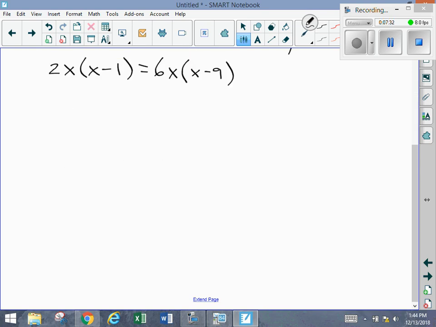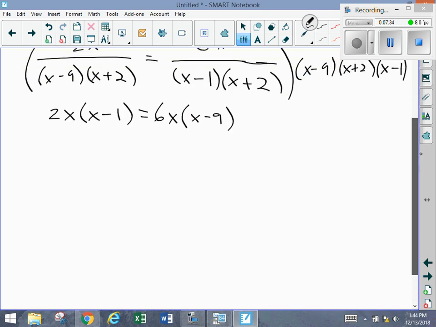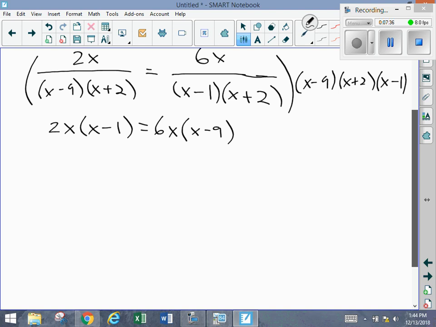Okay, let's go ahead and continue by distributing. So 2x times x is 2x squared. 2x times negative 1 is negative 2x. 6x times x is 6x squared. And 6x times negative 9 is negative 54. Negative 54x, that's pretty big.